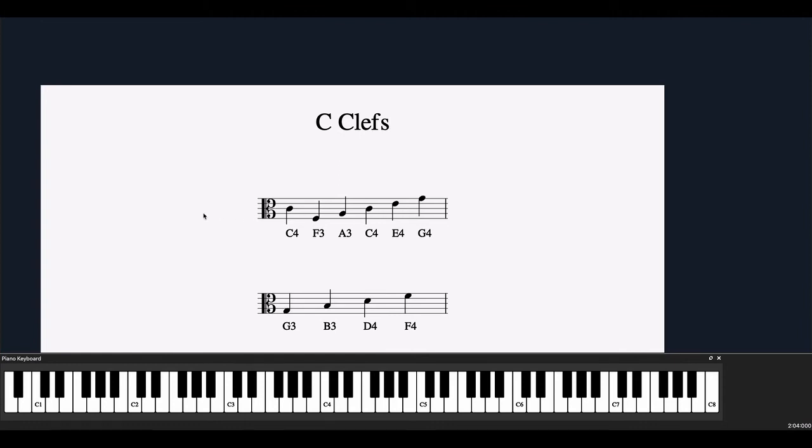I've written our friend C4 as a reference. Now remember, with any of these C clefs, the center of the clef symbol will always point you to C4, or middle C. Following this C4, I've written the corresponding pitches to the lines of the alto clef. They are F, A, C, or C4, E, and G.